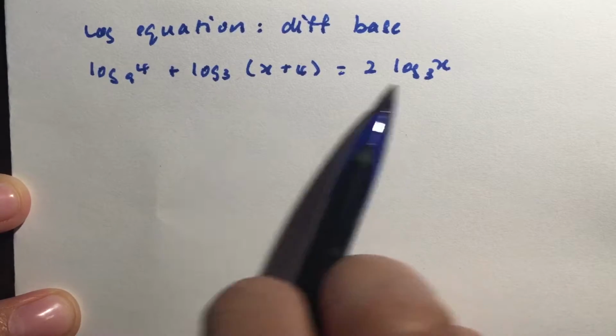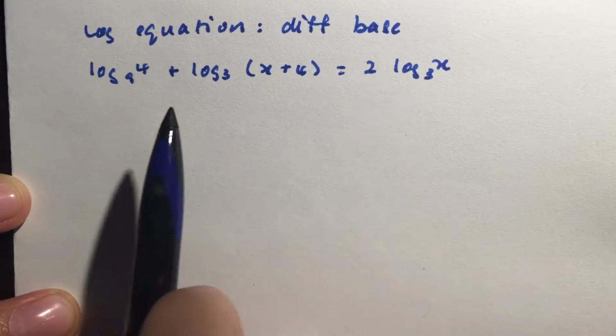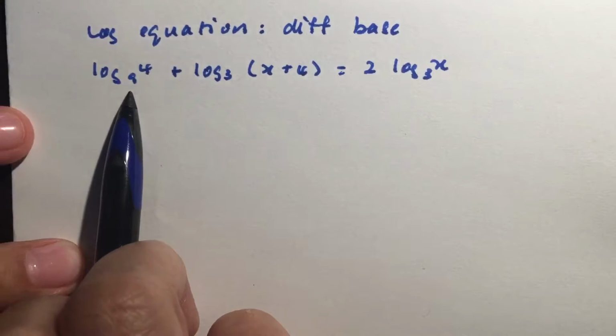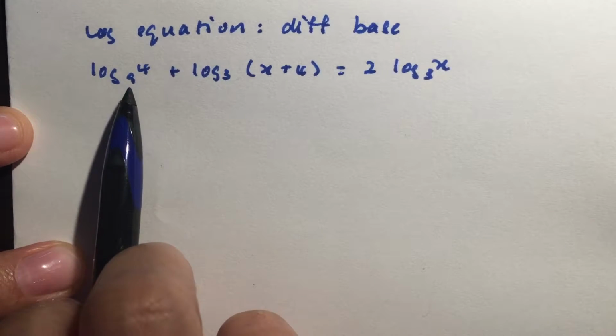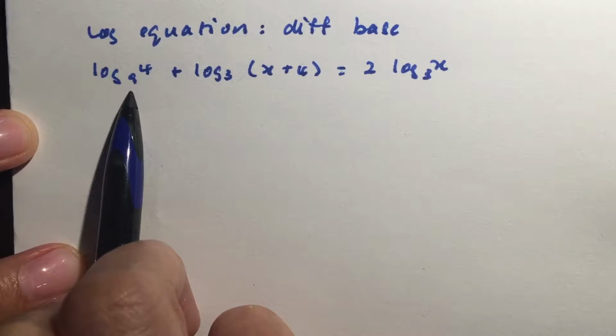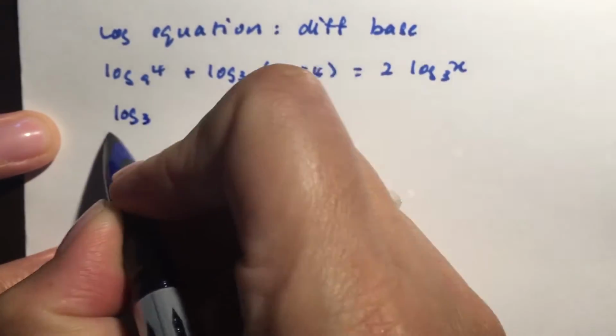Now this one gives us a good clue because this is base 3 and base 3. So it will be good for us to keep it to base 3, which means that we should change this to base 3. As a rule of thumb, usually we will try to change from the bigger to the smaller. So this will be the one that we're going to change to base 3. So we're going to employ the change of base. So what we're going to have is log base 3, 4, and 9.